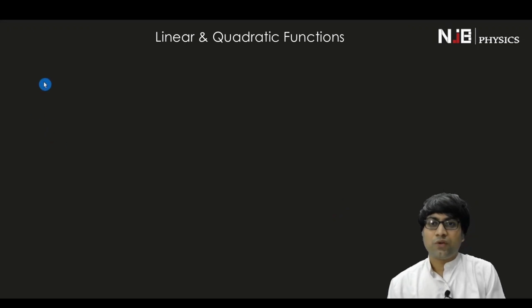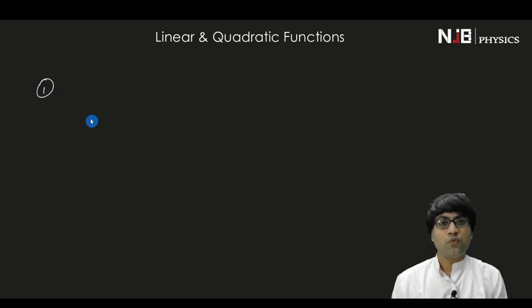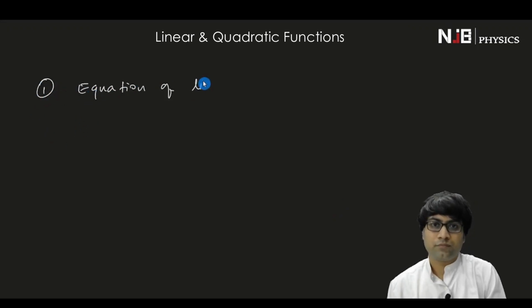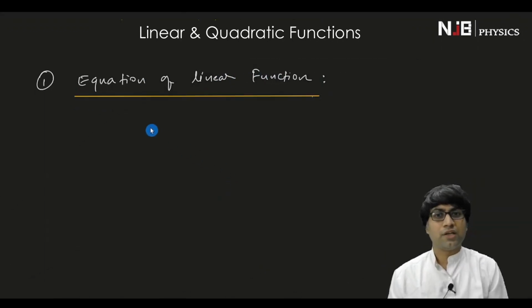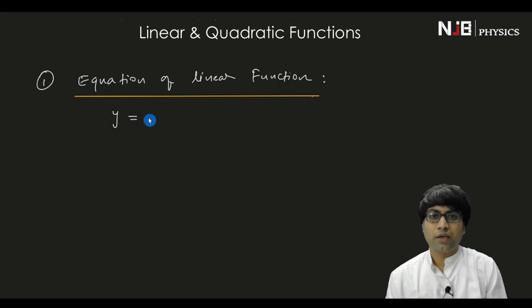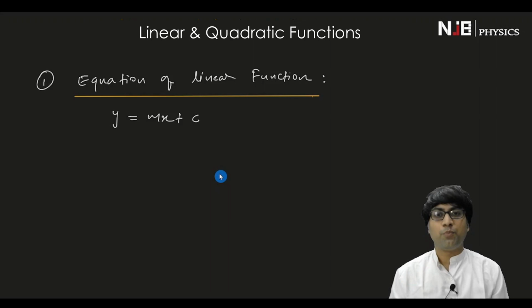So the first thing in it would be the equation of linear function. Well, the equation of a linear function looks like this: y equal to mx plus c. So as you can see, it's a linear expression both in x as well as y. And if you try to draw the graph of this linear function, that means putting the values of x and correspondingly getting the values of y, when we plot its graph, the graph comes out to be a straight line graph.